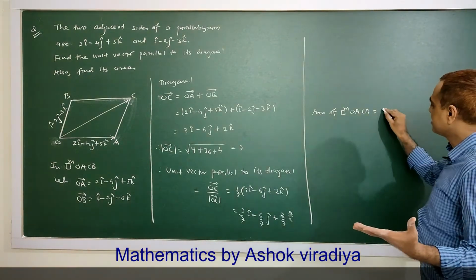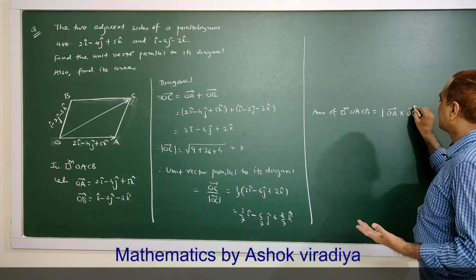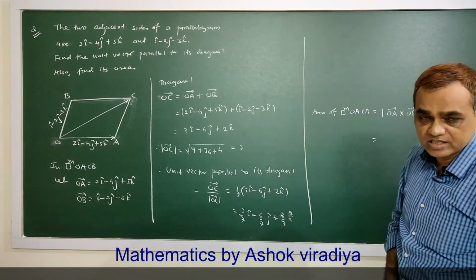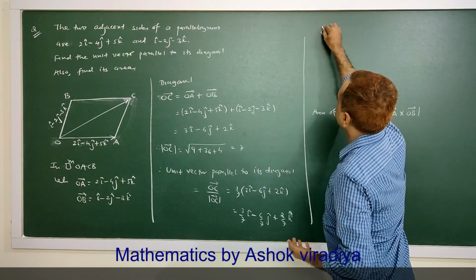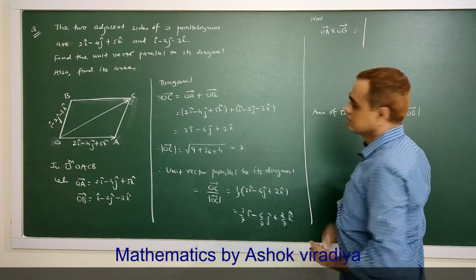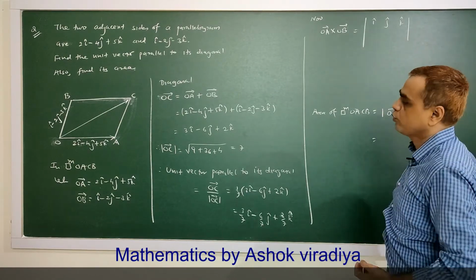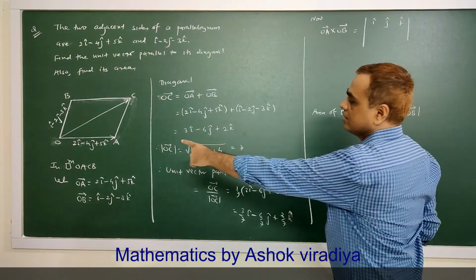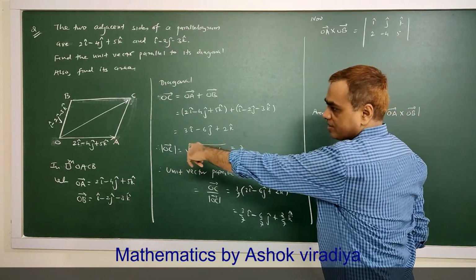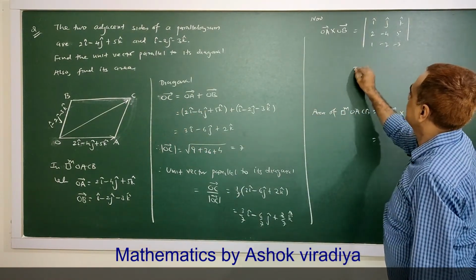And by formula, area is the magnitude of the cross product of vectors along adjacent sides. So the area is the magnitude of the cross product of OA and OB. Let us find the cross product of OA and OB. Here i, j, k; vector OA is 2, minus 4, 5, taking scalar components, and then 1, minus 2, minus 3.